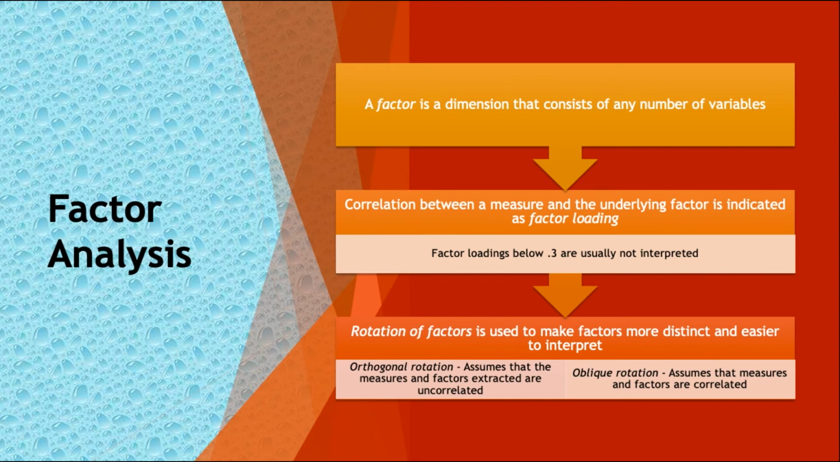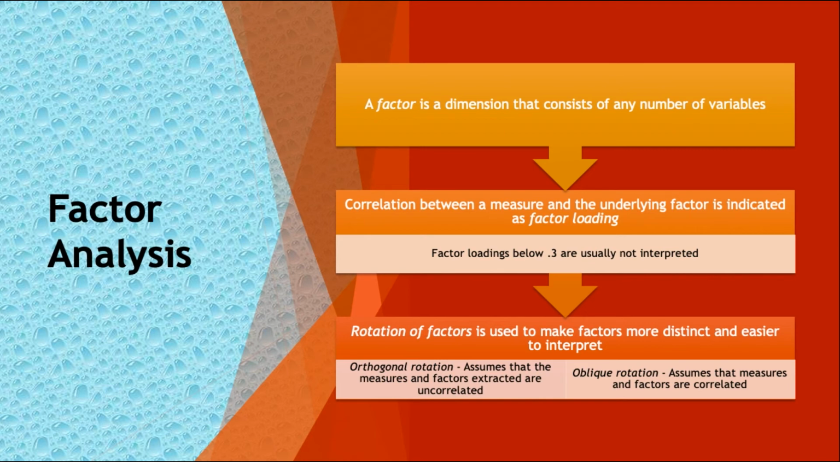In orthogonal rotation, the axes representing the factors remain perpendicular when rotated around a fixed point representing your data. Orthogonal rotation assumes that your measures are uncorrelated and consequently that the factors extracted are uncorrelated. Generally, orthogonal rotation is preferred over oblique rotation because the results are easier to interpret. The most popular orthogonal rotation method is Varimax, which maximizes the variance of loadings on each factor and simplifies factors.